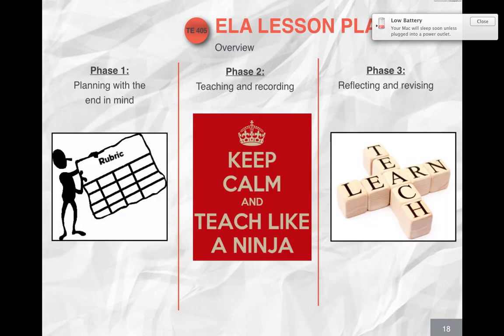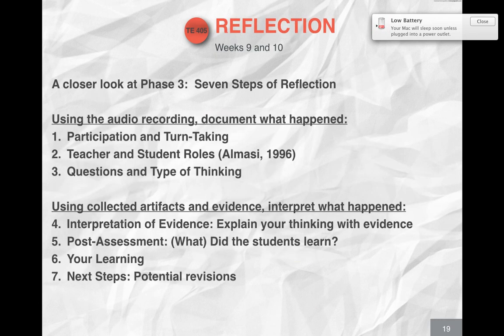Finally, we're moving on to phase 3, which is about reflecting and revising. So taking a closer look at phase 3, there's 7 different steps to this reflection, the first 3 of which are going to be about documenting exactly what happened using the audio recording that you made. So talking about participation and turn taking within the classroom, as well as the roles of the student and teacher, referring back to those week 4 articles, and again looking at the questions and type of thinking that were encouraged in the discussion.